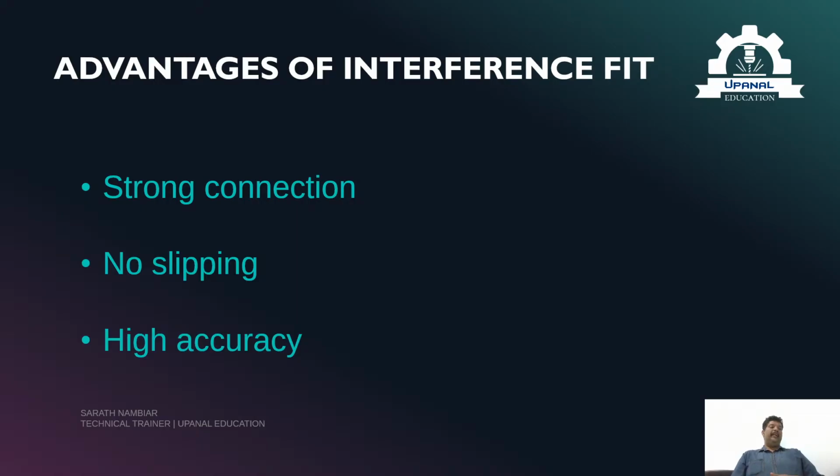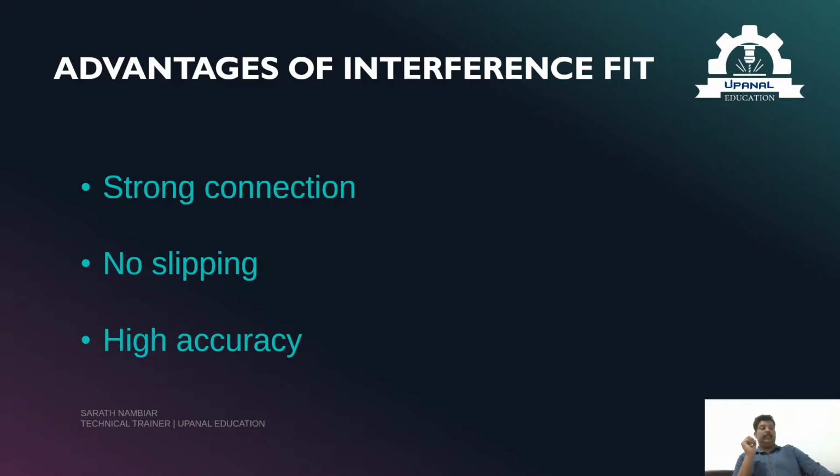Next, let's go to the advantages. In interference fit, the shaft is slightly bigger than the hole. So when they are assembled, the parts press tightly against each other. Because of tight contact, there is no gap and no relative movement. The parts behave like a single solid piece. This gives three major advantages. First, it gives a very strong connection. Since the parts are pressed together tightly, they can handle heavy loads.